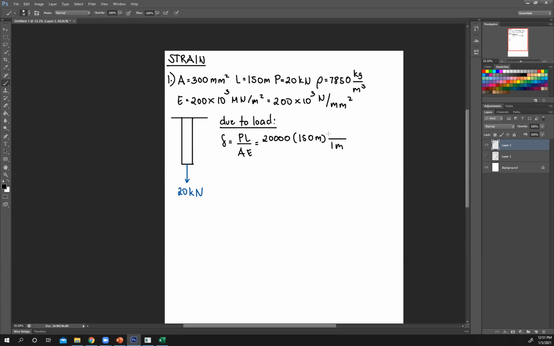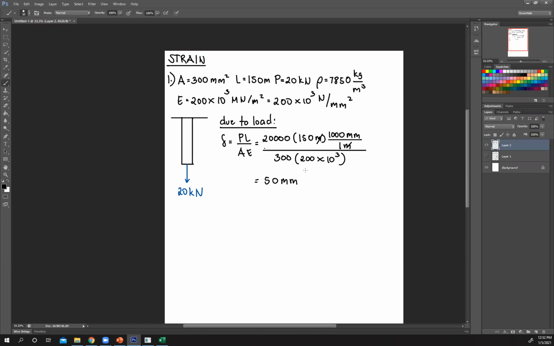Okay, 1 meter is 1,000 millimeters. And over AE. A is 300 millimeters already, so no problem there. Then E, yes, E, already in millimeters. So again, no problem. 200 times 10 raised to 3. Please compute, what's the answer? 50, correct, 50.